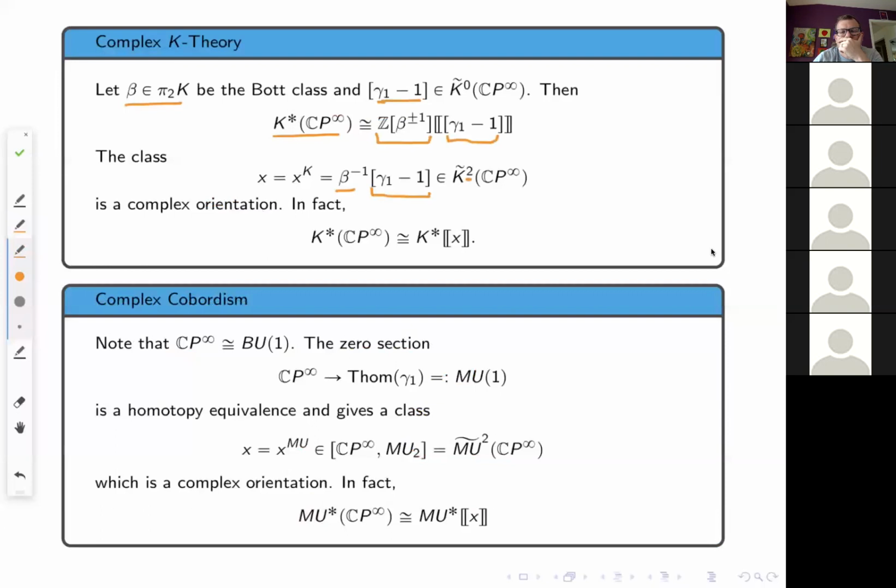You can look at the map to K2 of CP1 and you'll find out that it picks out a generator. And in fact, now there's nothing confusing about writing the power series ring. It's a little bit closer to our intuition. The K theory of CP infinity is K star, the K theory of a point, so this is Z adjoin beta plus or minus 1, adjoin power series on this orientation.